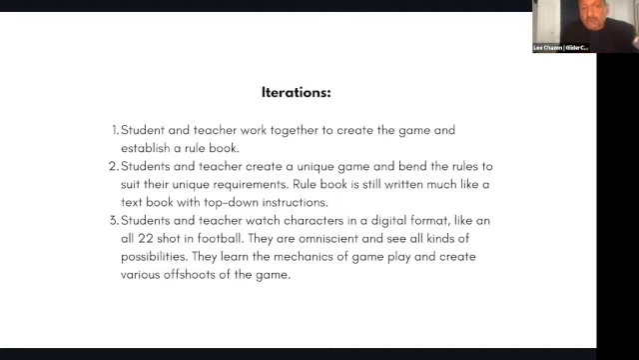So the second iteration was that students and teachers create a unique game, but then they bend the rules to suit their unique requirements. The rule book is still written much like a textbook with top-down instructions. And only when I put together this new advisory group did I realize, wow, what a hypocrite. Here I am preaching this idea of bottom-up interaction and not trying to enforce anything on students, yet we're writing a book that is essentially top down and saying, these are the rules, here's how you play the game.